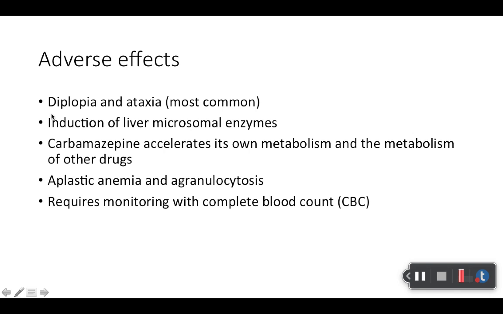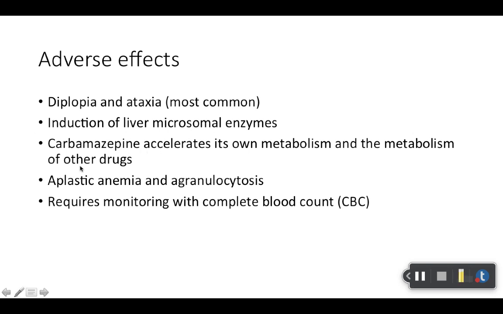Patients don't like double vision. It really freaks you out. I don't know if anyone's ever had double vision, but it's really freaky. It's not fun to not be able to see when you could see one day. And the ataxia too, is especially a concern with the elderly population because of risk of falls, etc. And again, no one likes that, right?